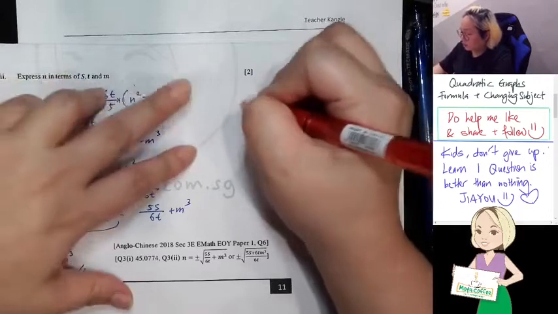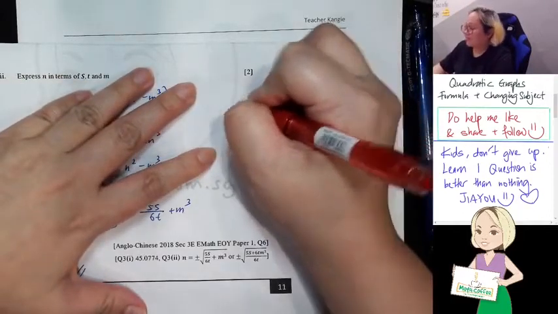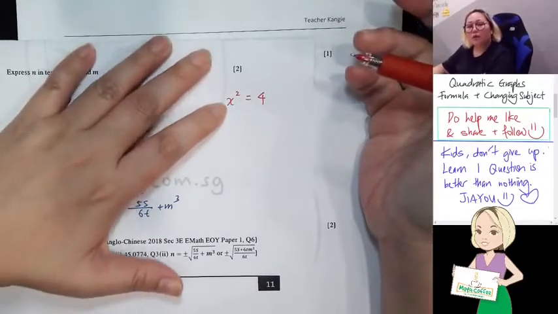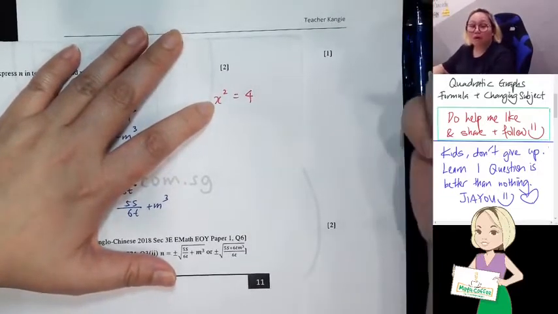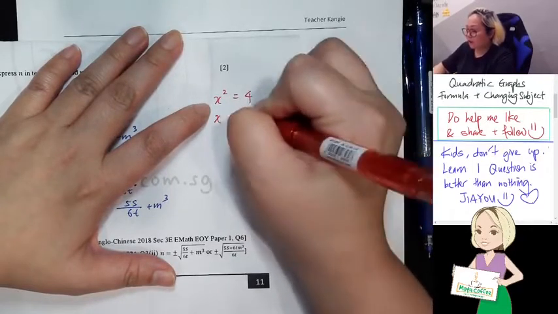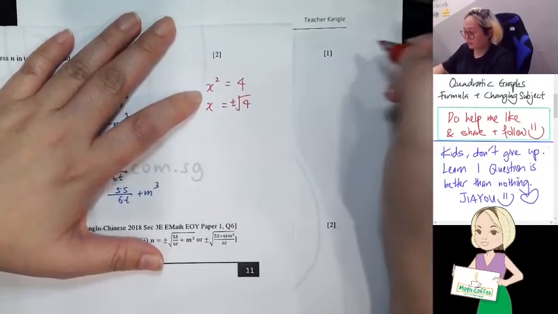Okay. Because you see, let's say I have x squared equals 4. So we know that 2 times 2 gives me 4, right? But you see, when I do x equals square root of 4, why do I need to put the plus minus?